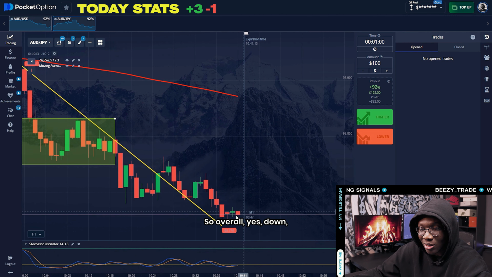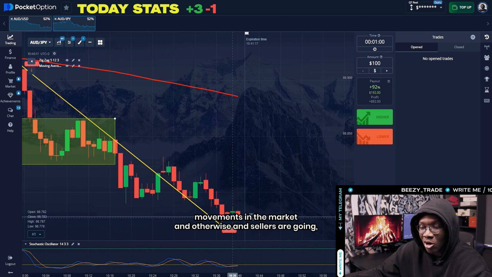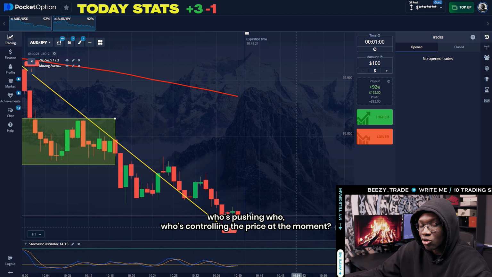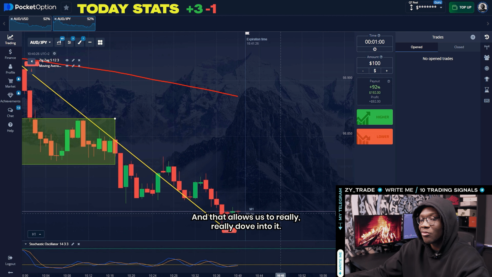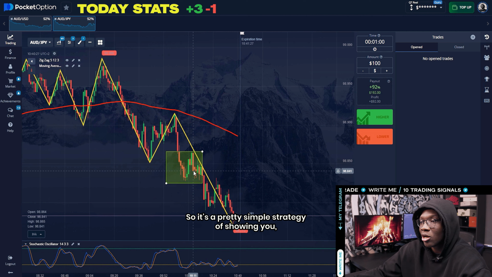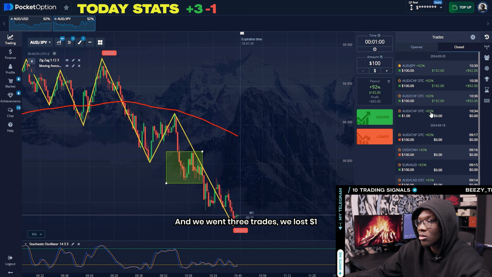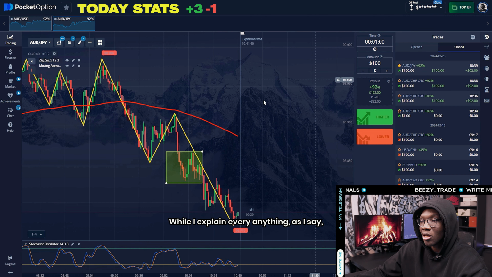So overall, yes, down, but we're able to take profit on this just because we could see movements in the market and how the buyers and sellers are going, who is pushing who, who's controlling the price at the moment, and that allows us to really dive into it. So it's a pretty simple strategy. I can show you the stats for today. So you can see today is the 20th, and we went 3 trades, we lost $1, and we were good on 3 trades, all happening in front of you, all while I explain everything.